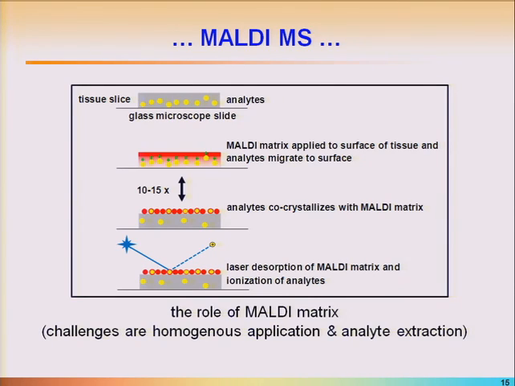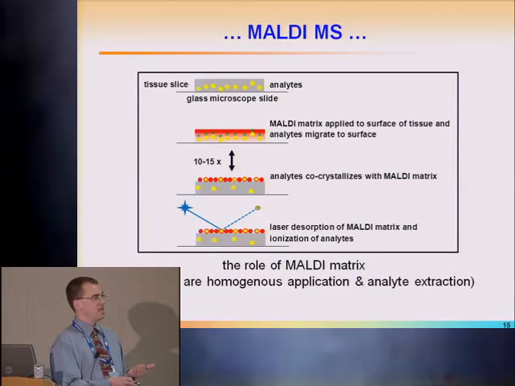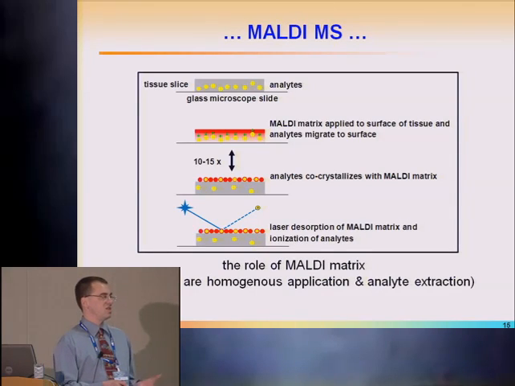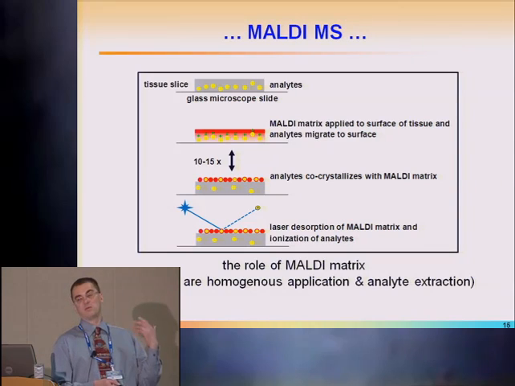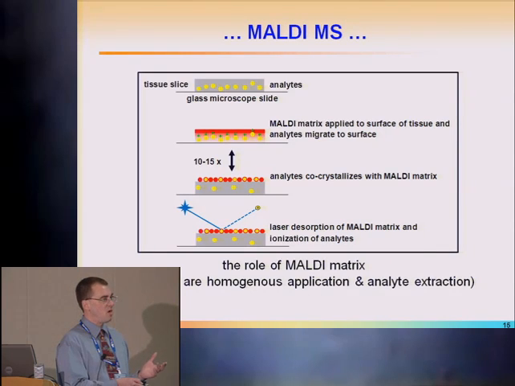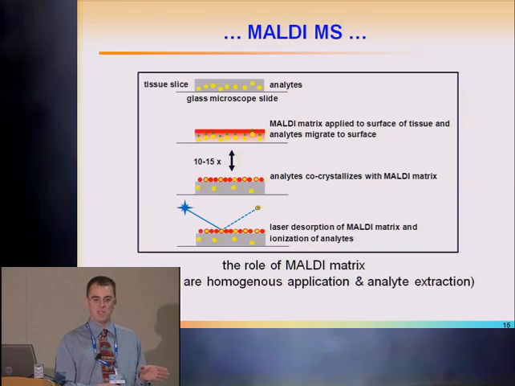So you have to bring your analytes to the surface of the tissue, and you achieve this by MALDI matrix application, where you apply the MALDI matrix in solution a couple of times, 10 to 15 times, and you basically get an extraction of the analytes to the surface of the tissue where you have co-crystallization with the MALDI matrix. And then the laser itself ionizes the MALDI matrix and co-ionizes the analytes. So the challenge is the homogeneous application and to get the analytes extracted and also to avoid lateral dislocation of the analytes.